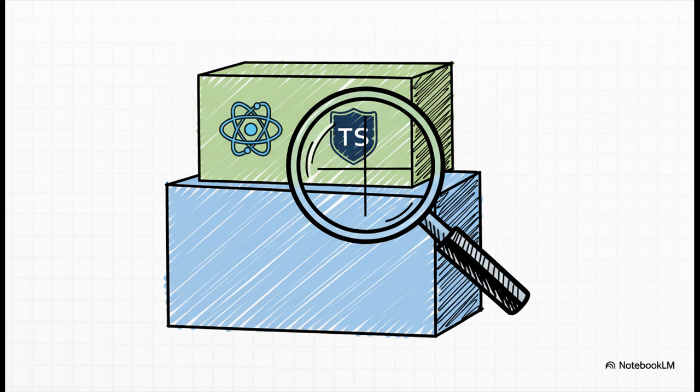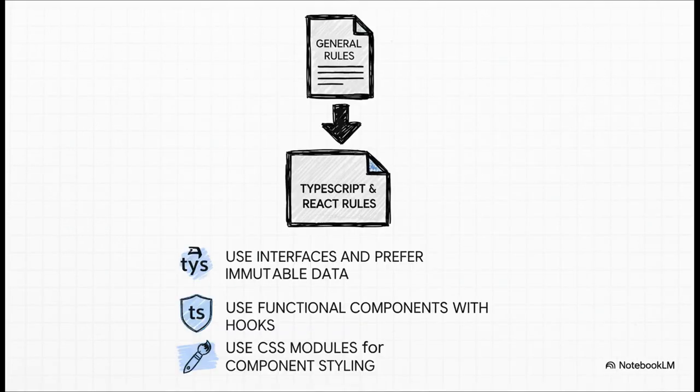Okay, so let's get a little more specific. What about rules that are just for your front-end stack? Now this is where the magic really starts to happen. Notice that very first line. You can actually chain these instruction files together. You can tell the AI to apply the general rules first, and then layer these more specific TypeScript and React rules right on top. So you're not just rewriting rules, you're building this whole hierarchy of guidelines.